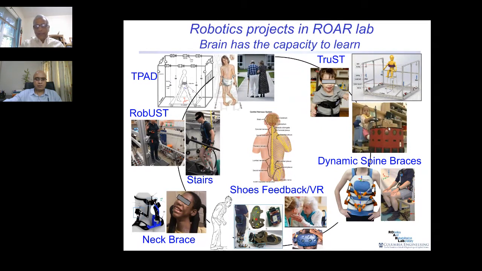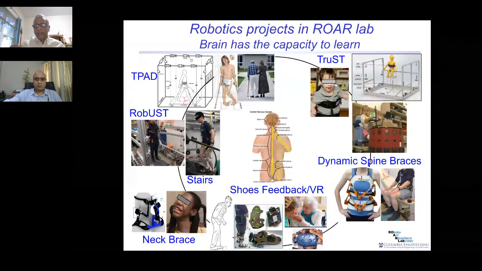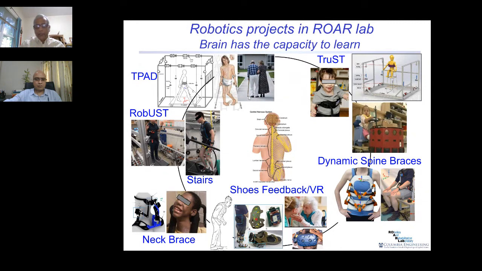So we use a number of tools, and most of these robots that you see are actually designed by our students in the laboratory. We do not buy anything from outside except for the motors and the electronics and the control system that go along with it. But all of these devices are eventually integrated, programmed, and tested in our laboratory. So I'll walk you through some of these examples as we go along.